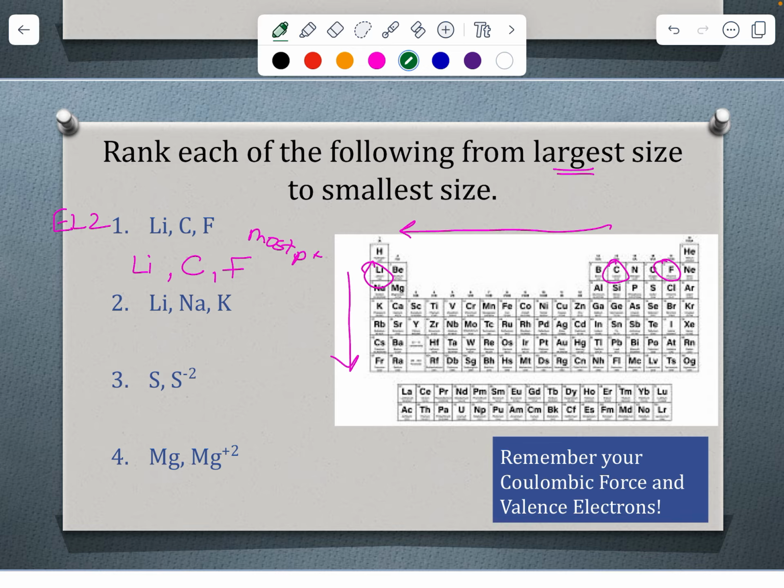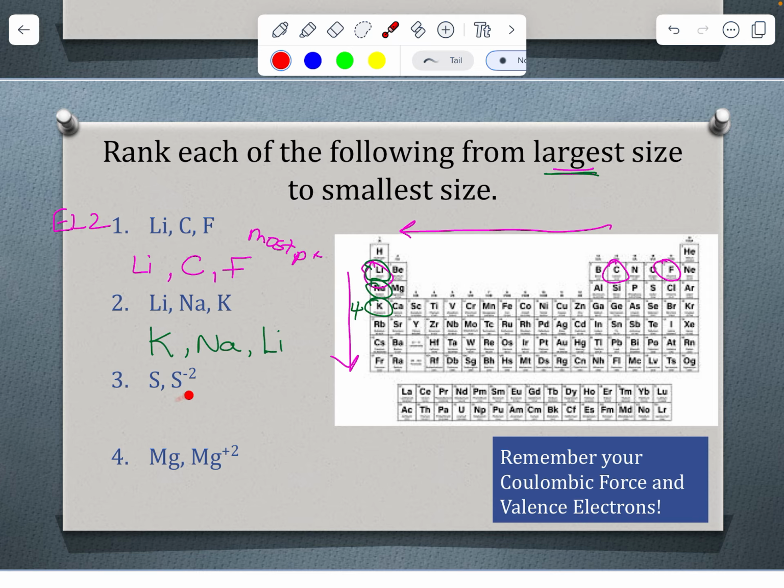Now if we go to the next group, lithium, again, sodium and potassium. Now these are increasing energy levels. I'm going largest to smallest. So largest now is going to be potassium because its valence electrons are in energy level 4. And then sodium, and then lithium is going to be the smallest because there are fewer energy levels. And so those will be held closer to the nucleus. The Coulombic force is greater.